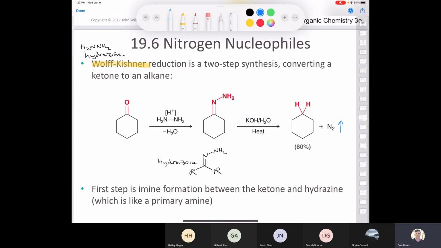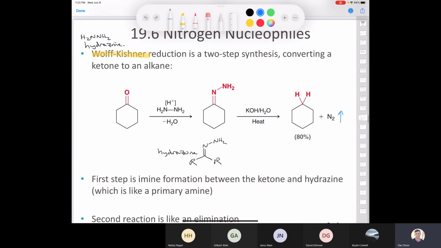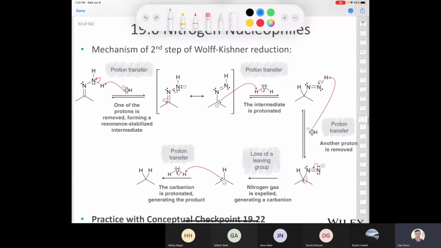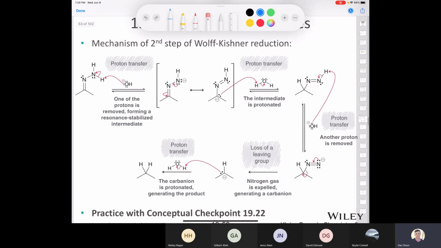So no worries there. Anyhow, so we end up losing nitrogen and we just reduce this to the alkane. Now, if you're wondering what kind of mechanism this is, actually the mechanism, and I don't like to use the word simple next to the word mechanism, because I don't think any mechanism is super simple, but it's actually just a bunch of proton transfers, really, with the loss of nitrogen. So you see how you start out with the hydrazone or the imine, whatever you want to call it, and it's got 2 hydrogens.